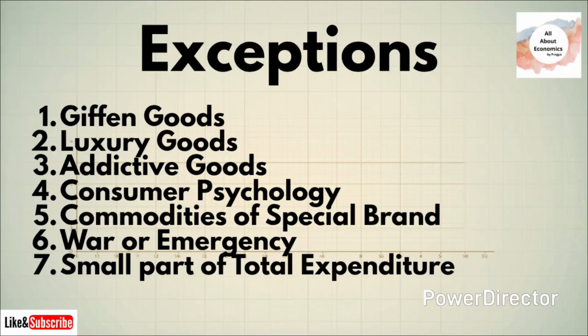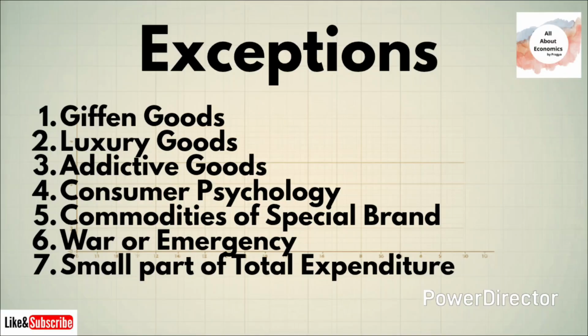So first one is Giffen goods. What are Giffen goods? It is basically a category of inferior goods. Inferior goods are goods which we purchase because we cannot afford the normal good. So these are the low income goods which we purchase because we don't have the purchasing power to purchase the normal goods. So inferior goods have a category of Giffen goods.